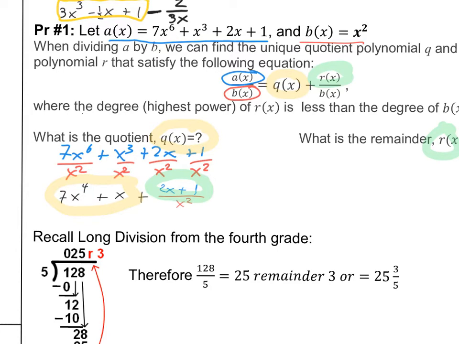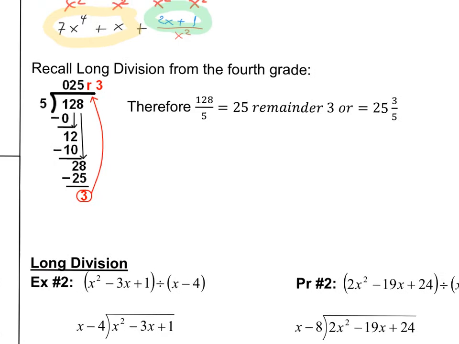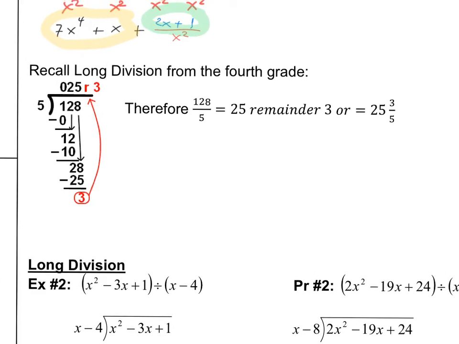All right, what I want us to do now is I want us to go back in time. Let's go back in time to 4th grade, and I want to talk about long division. And look here, I put a long division problem here. We have 128 divided by 5. And if we were to do this long division, first thing we would say is, okay, 5 goes into 1, 0 times, right?